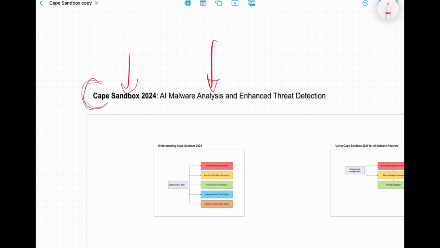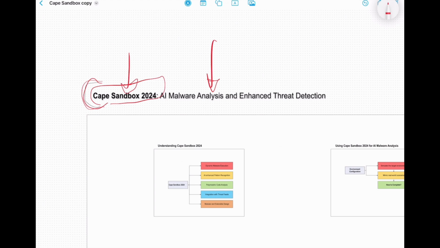And what is Cape Sandbox? It's a platform for malware analysis. And this platform is focused on adaptability for analyzing AI-powered threats and complex polymorphic malware. So that's what we're going to talk about, how you can adapt this sandbox for analyzing AI-powered threats and very complicated polymorphic malware. For that, you can use dynamic execution environments and integration with artificial intelligence frameworks.